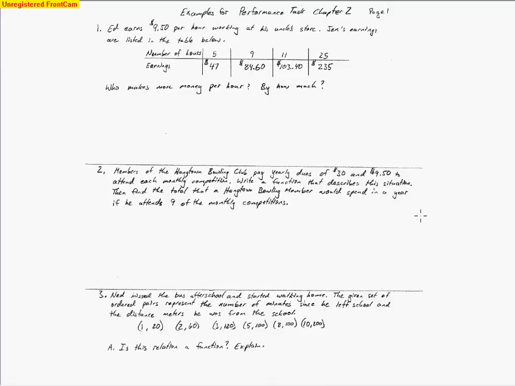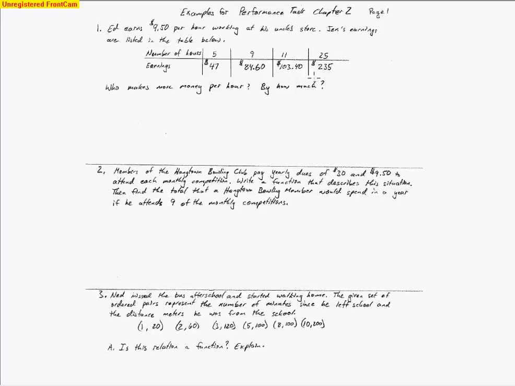These are the examples to the performance tasks for questions 1, 2, and 3, part A. Let's take a look at number 1. It says that Ed earns $9.50 per hour working at his uncle's store. Jen's earnings are listed below on this table. The number of hours she works is 5 hours, and then she earns $47 for 9 hours worth of work. It's $84.60. 11 hours is $103.4, and 25 hours is $235.